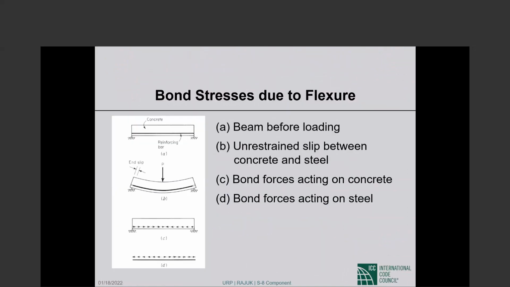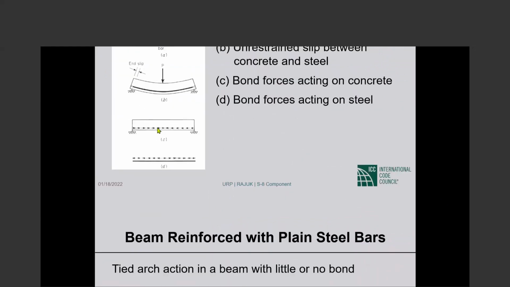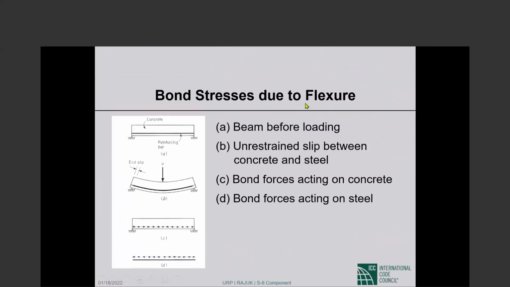So, as I did yesterday with shear, I think it is good to start with the very basics. In the picture on the screen, this is a beam before it is loaded, and obviously the concrete and the reinforcement are together. When it is loaded, if there is no bond between the concrete and the reinforcement, then there will be slip between the concrete and the steel, as clearly shown in the picture.